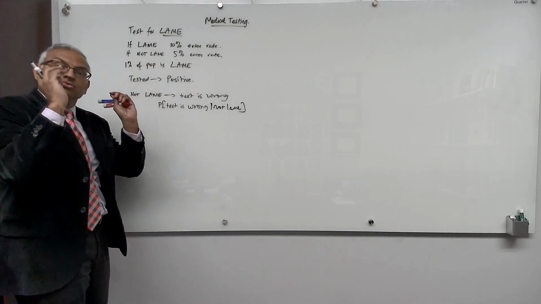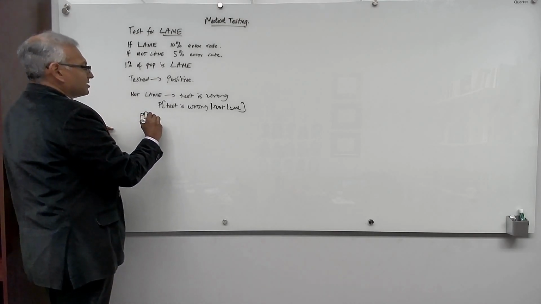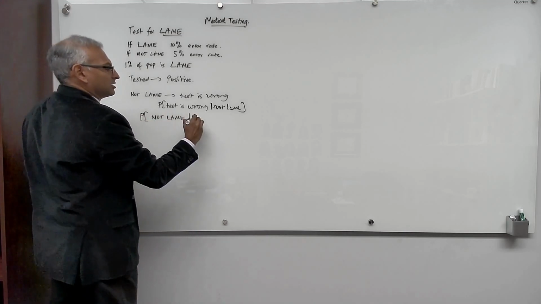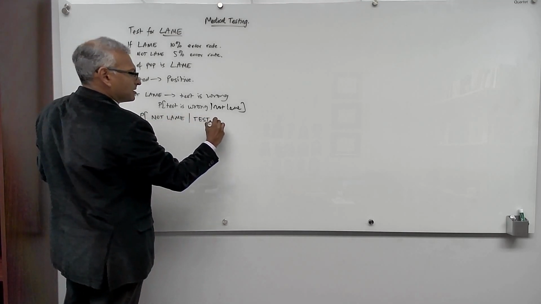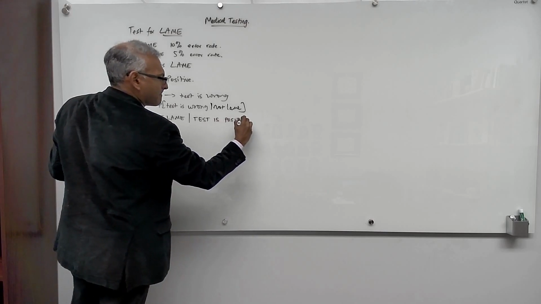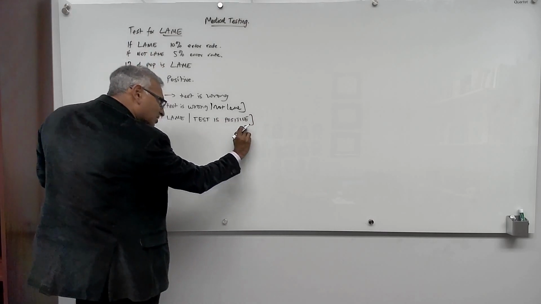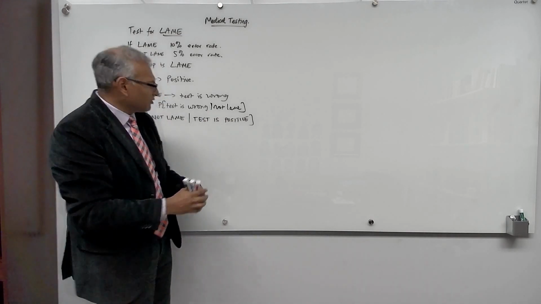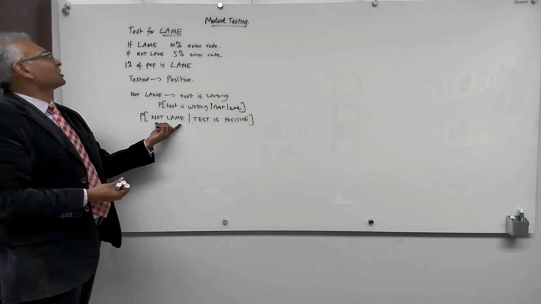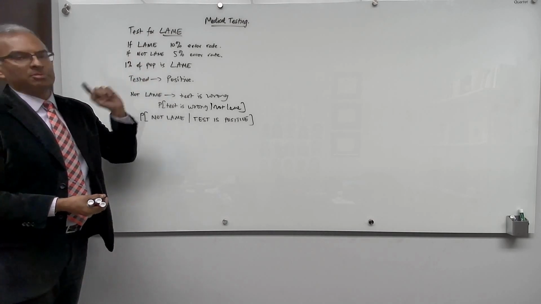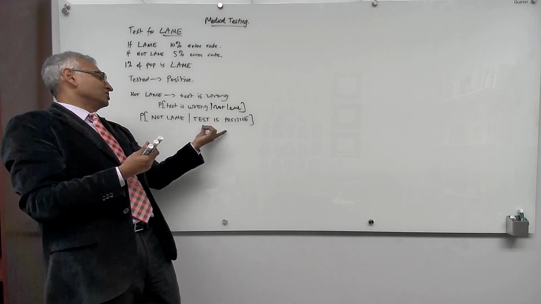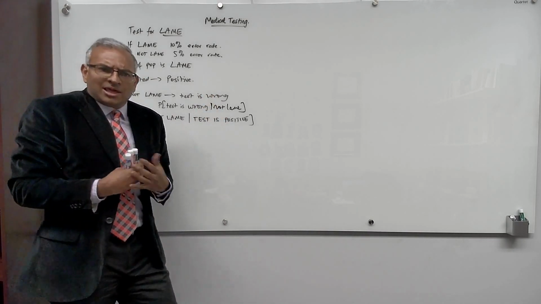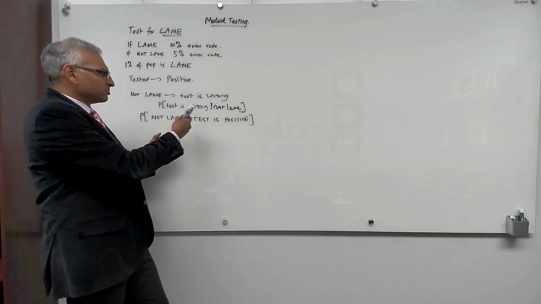So the probability that you need to look at is the probability that you are not lame, given that the test is positive. This is the information you're given, and this is what you would like to know. If you didn't have the test, the probability of being not lame is 99%, because 1% of the population is lame. But now that you have the test, let's see what's the probability that you are not lame. We can just blindly use a mechanical approach to computing conditional probability.